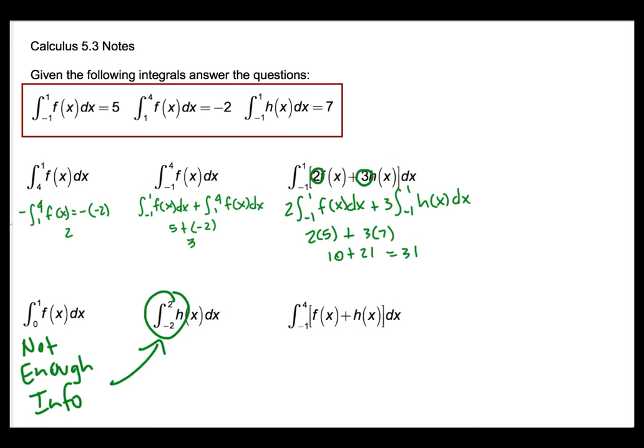Well, what about this last one? We've got a rule for -1 to 4 of f of x dx. We've got that rule, so this one's good to go. But what about the h of x? It's also got to be -1 to 4.